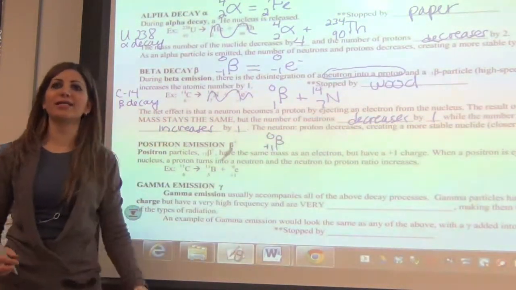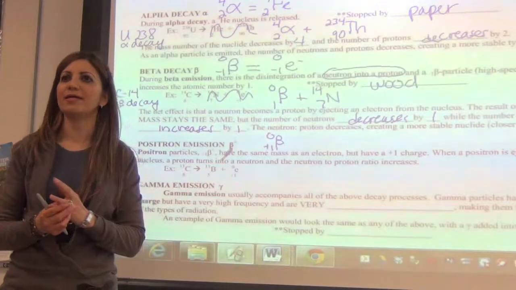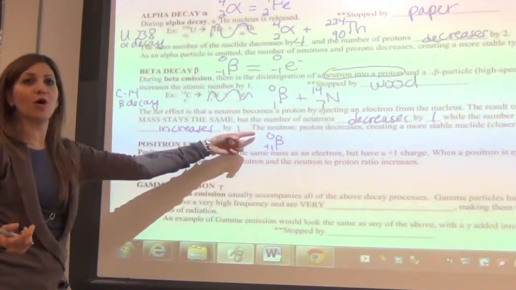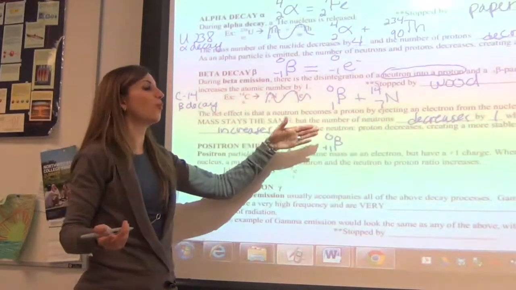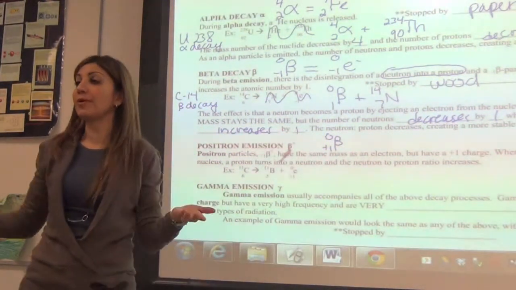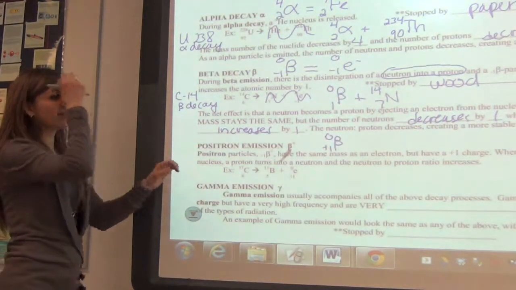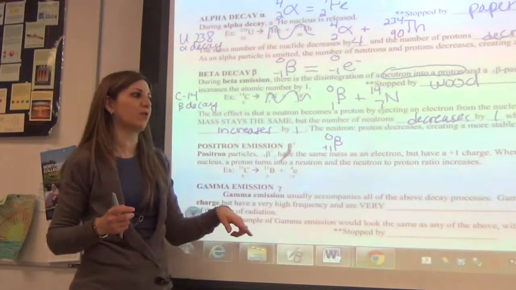It's not like a proton. Why is it more like an electron than it is like a proton? Mass is the same. Perfect, because the mass is basically 0. If the mass were 1, then it would be identical to a proton, but it's not. So positrons have the same mass as an electron, but a positive 1 charge.